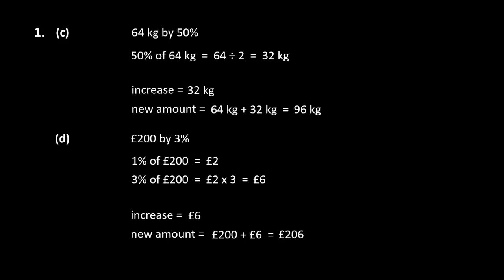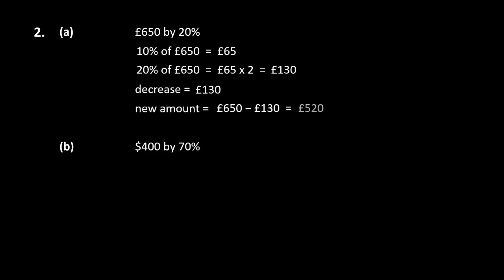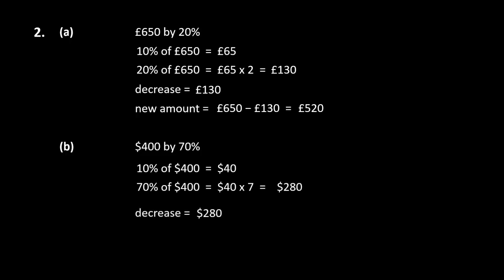Let's have a look at question 2, the decreases. Decrease 650 by 20%, £650 in fact. So 10% is £65, so 20% must be twice that, £130. It's a decrease, and we're taking it away, £520. Next up, $400, decrease it by 70%. Well, 10% is $40, 70% must be 7 lots of that, $280. We take it away, 400 minus 280, $120. So, 2C, decrease 360 degrees by 5%. Well, 10% is 36 degrees, 5% is half of that, which is 18 degrees.